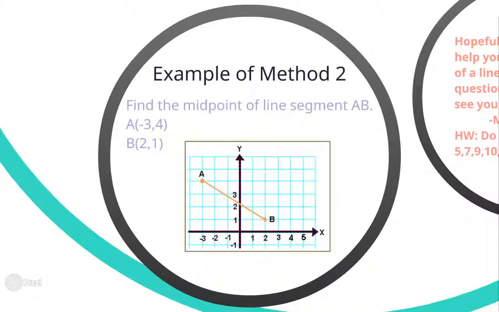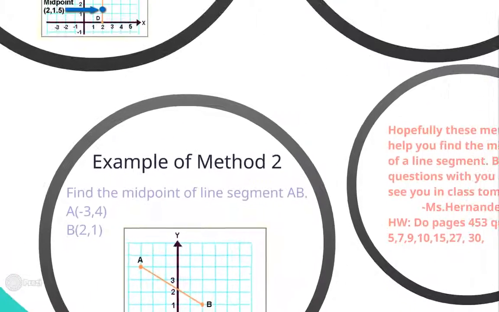Find the midpoint of line segment AB. A coordinates are -3, 4, and B coordinates are 2, 1. So pause the video here. Try to work on this exercise. After you have finished trying to do the exercise, click play so you can continue on to see if your solution matches mine.